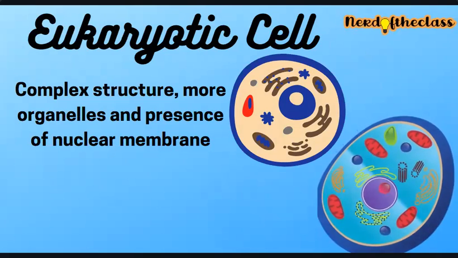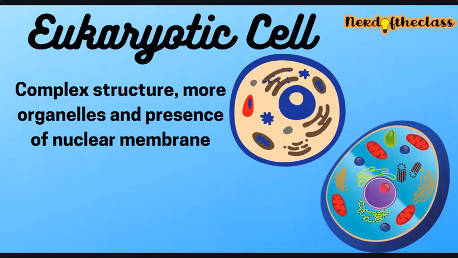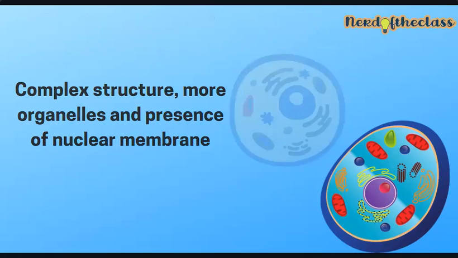In the other case, we have the eukaryotic cells. These have a complex structure. They have many more organelles in the cytoplasm, and they have a nuclear membrane. Actually, we are going to have an additional structure in the nucleus called the nucleolus, and all the different cytoplasmic organelles that we used to have, like the Golgi apparatus or the endoplasmic reticulum.